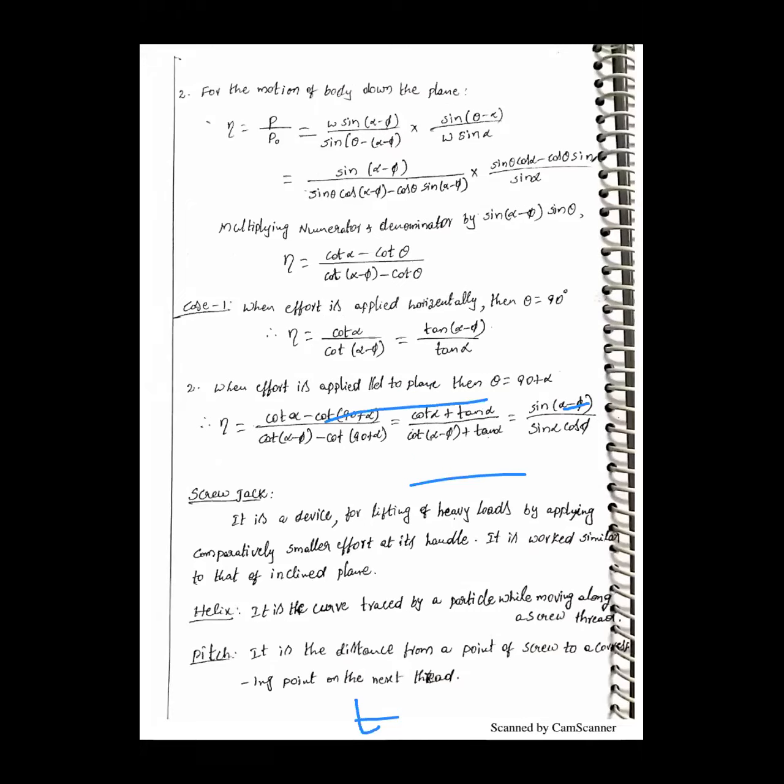So the next topic is the screw jack. It is a very important derivation, particularly for this chapter. What is the meaning of screw jack? Simply to say, it is a device for lifting heavy loads by applying small efforts. That is the main purpose of a screw jack.